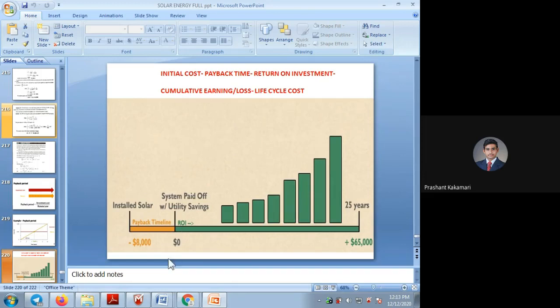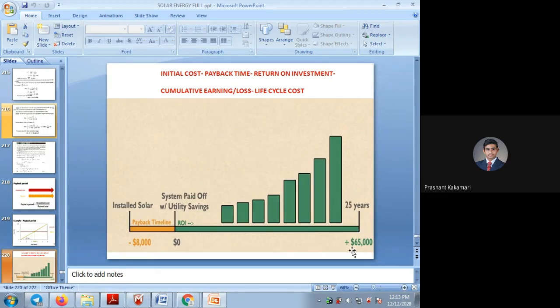So return on investment, now you can see the green color sign. After some point, I will be getting the return on investment, which will be gradually increasing in a positive manner, shown in green. Until the life cycle ends after 25 years, you can check here: what is the investment? $8,000 or 8,000 rupees. But what is the return? It is 65,000. So like this, one can analyze the economic viability of these systems.